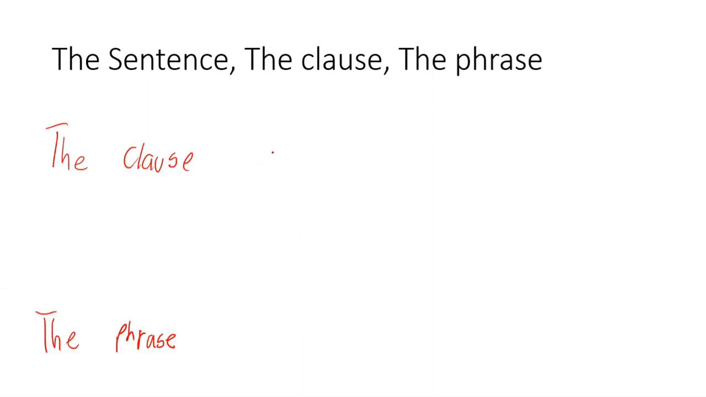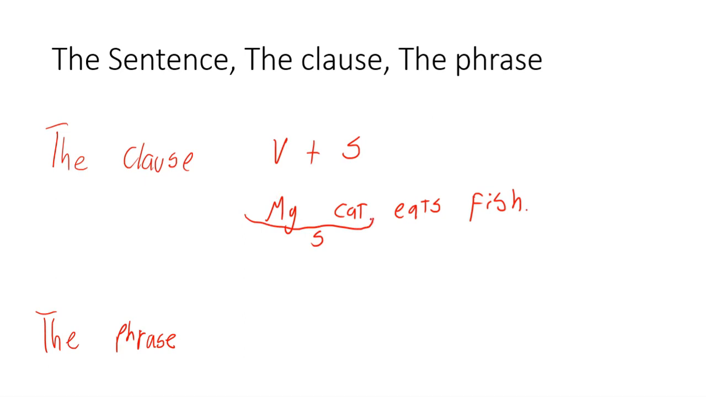So the clause, we know that it has a verb and it has a subject. One example of a clause can be, my cat eats fish. This is a clause because we have a subject, my cat, and we have a verb, eats. We also have an object. It's not always necessary to have an object. However, when we have a clause, we mostly talk about verbs and subjects.